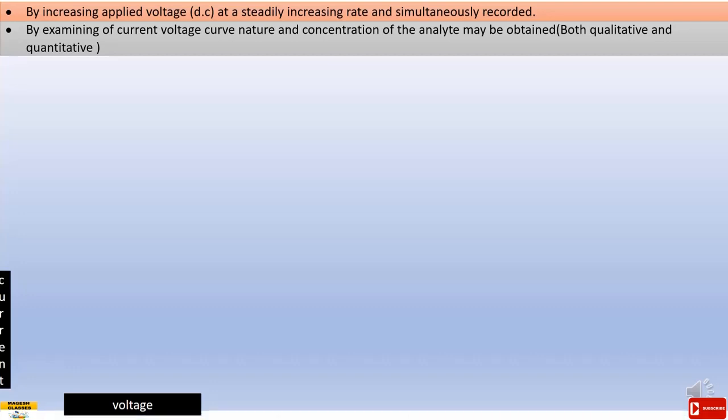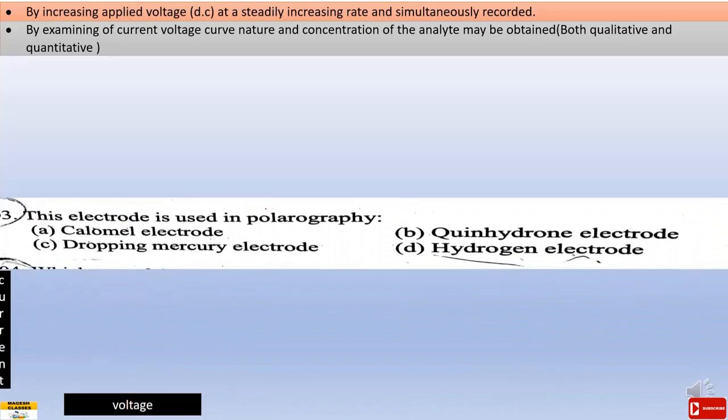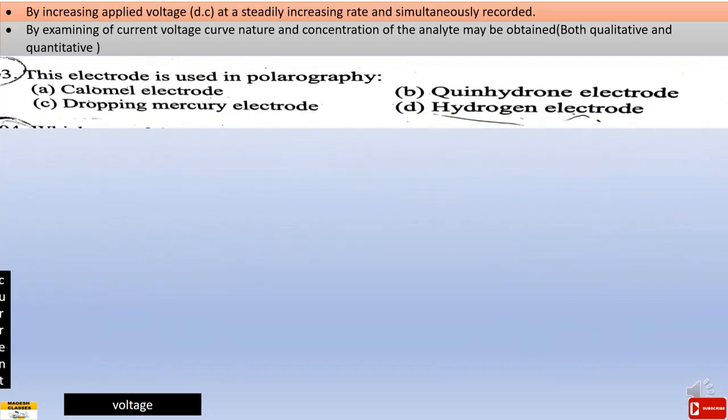Here is the question: the electrode used in polarography. So what is the electrode used here? We now reveal that it is the dropping mercury electrode. The option is C.